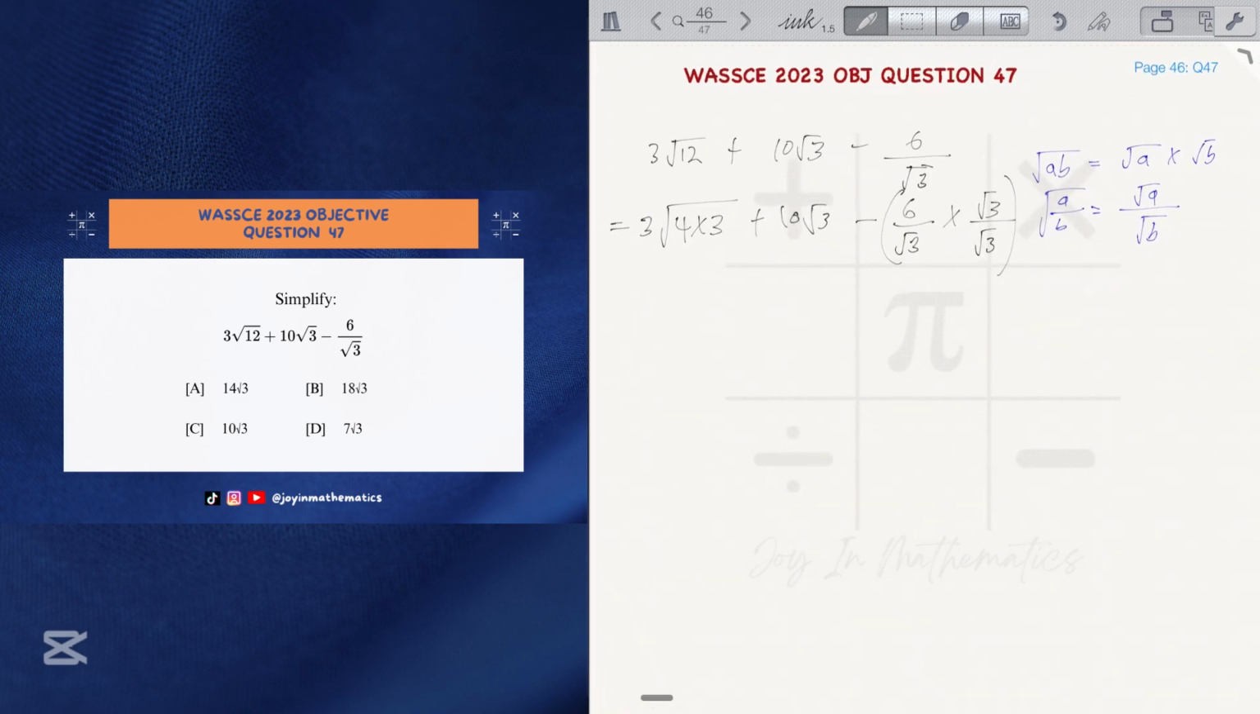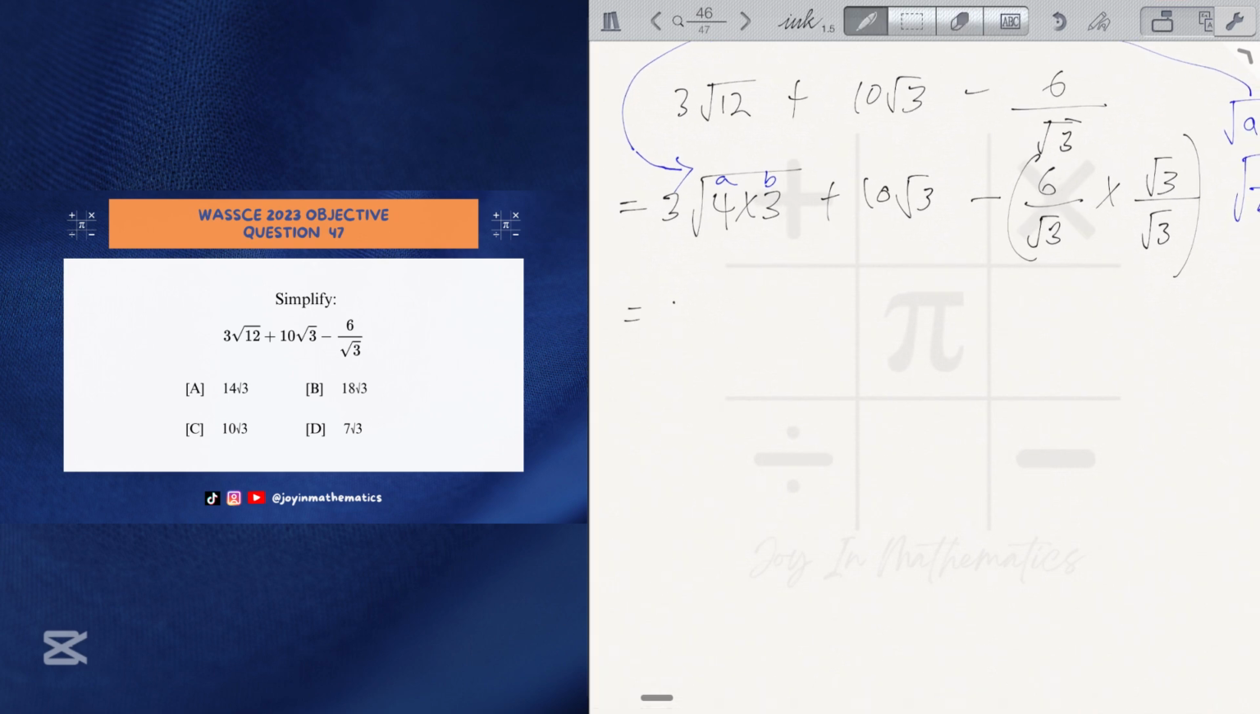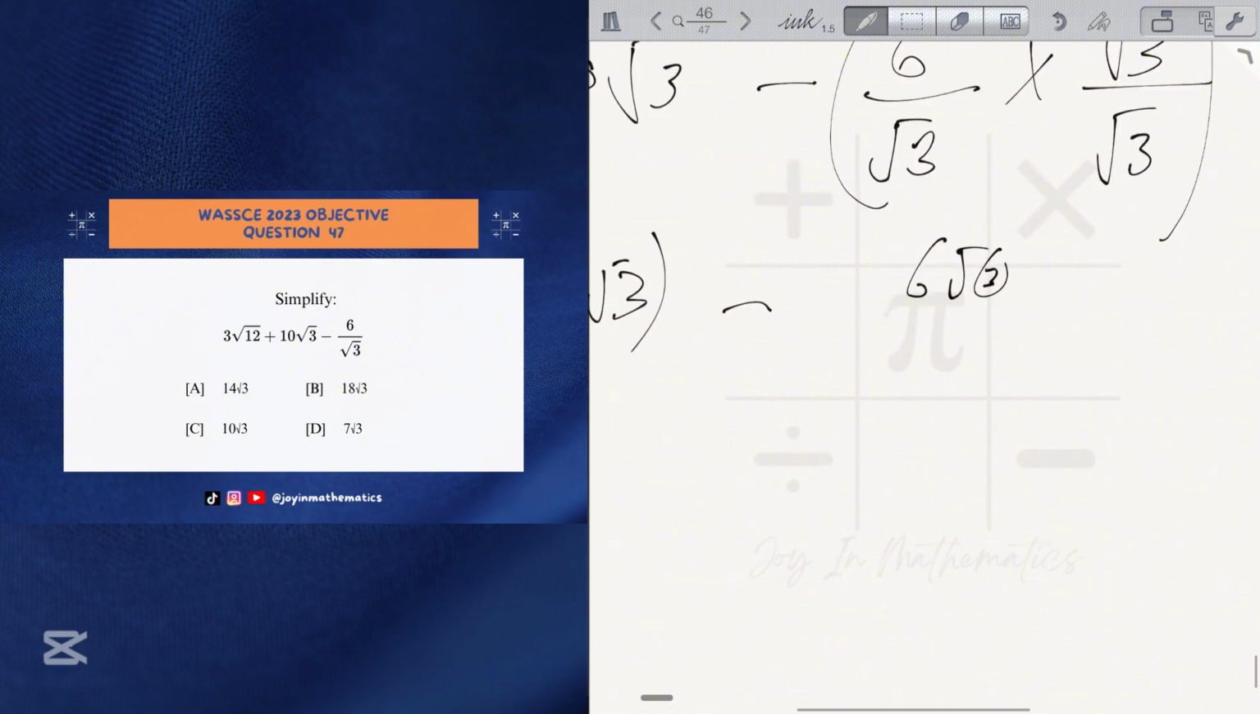Now let us apply this rule to this. Where this is our A and this is our B, we're just going to split it. Therefore we will have 3 multiplied by root 4 multiplied by root 3, plus 10 root 3, let's put it in bracket also, minus we multiply the numerator, so we'll have 6 root 3, and the denominator will have root 3 multiplied by root 3.